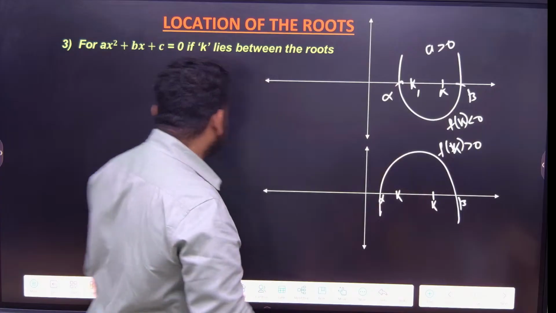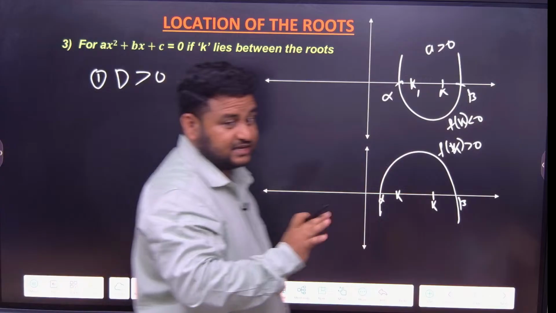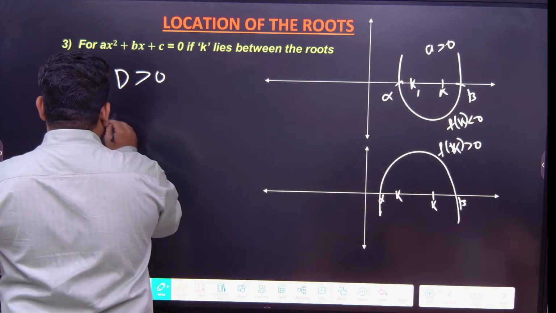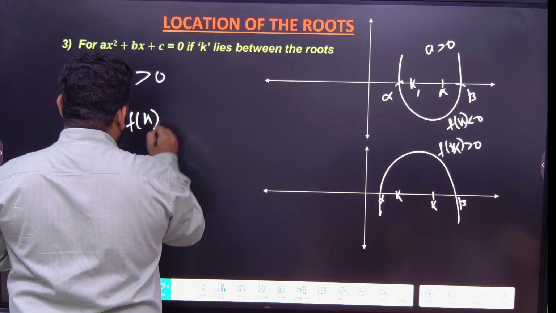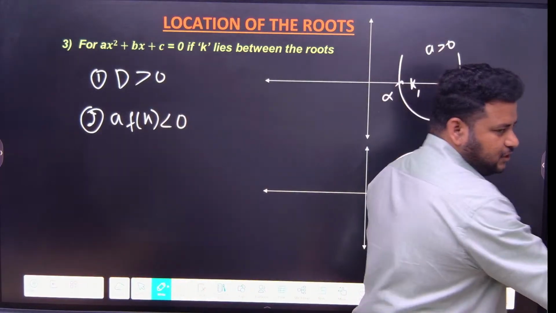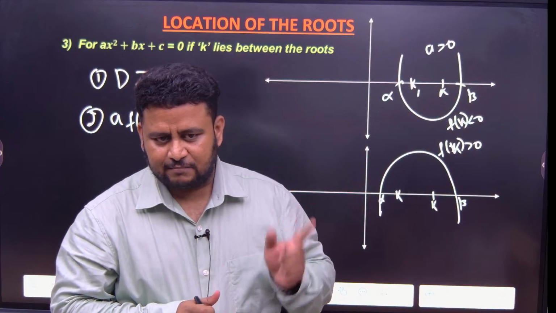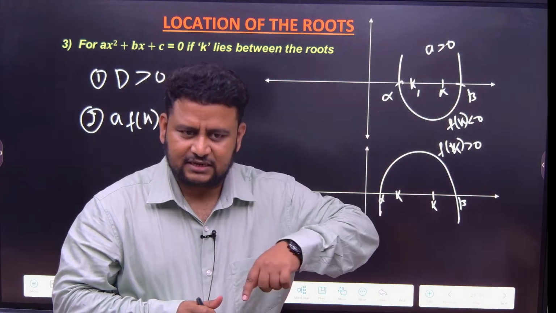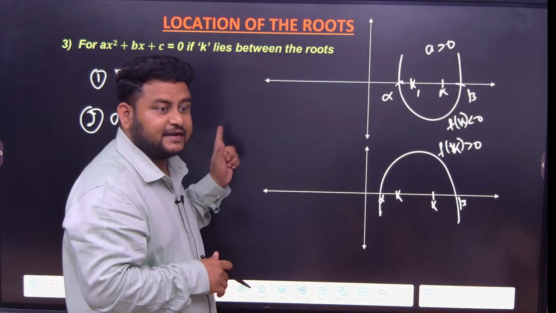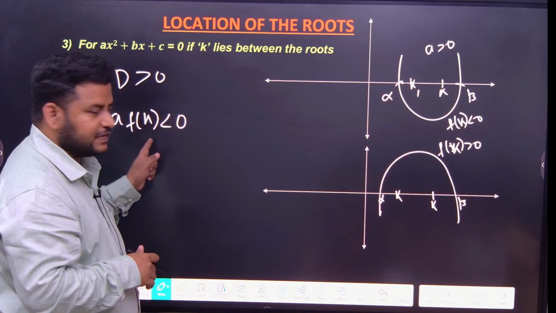So the condition you have to check is, first, D is strictly greater than 0, not equal to 0. Next, a of f of k should be less than 0. In the first two types, D should be greater than or equal to 0, a of f of k should be greater than 0, and minus b by 2a should be less than k in one case and greater than k in the other. Now here, D should be strictly greater than 0, and a of f of k should be less than 0.